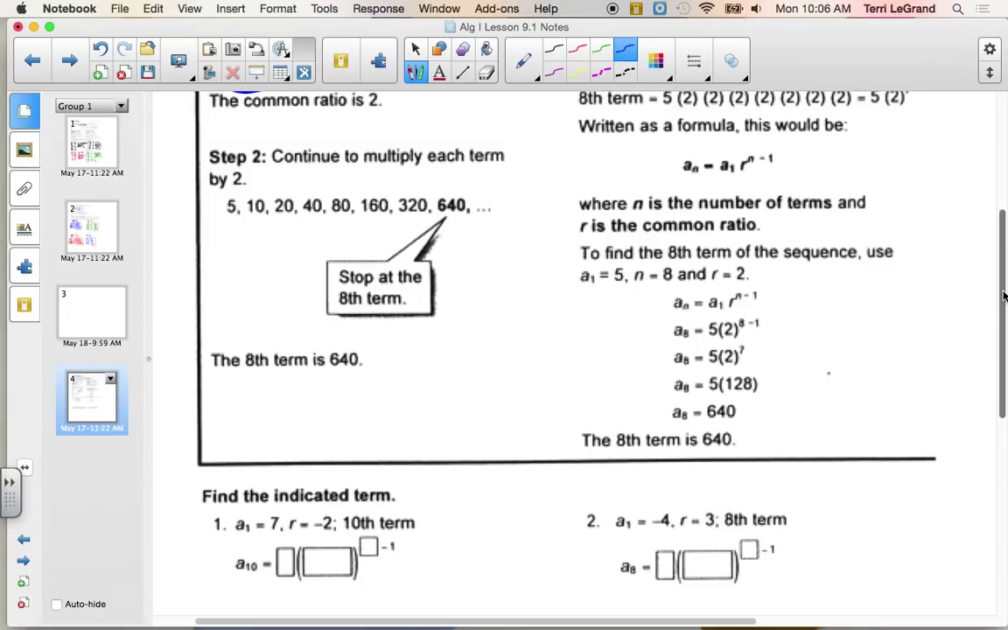So in method 1, after they found what the common ratio was, they actually just kept multiplying. So 40 times 2, 80. 80 times 2, 160. 160 times 2, 320. 320 times 2, 640. And said, okay, the 8th term is 640. What if it was the 50th? Isn't there a shorter way we could have done that?